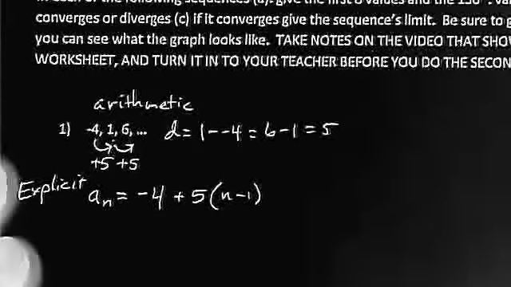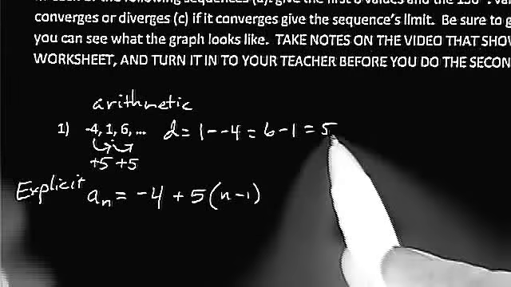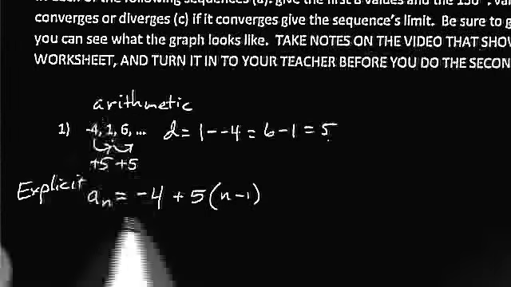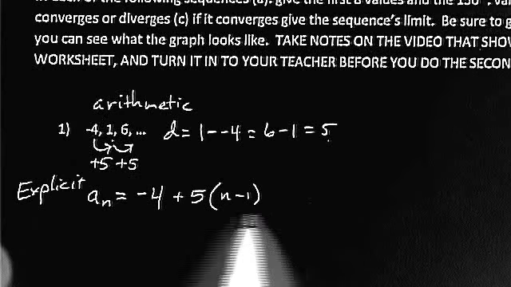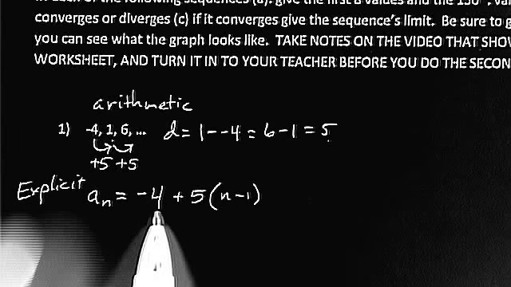Okay? With the common difference between the terms being 5, I can go ahead and decide that it's arithmetic and I need the explicit formula. I know the first term is negative 4. I know the common difference between the terms is 5. This is the explicit formula, which will come in very handy.